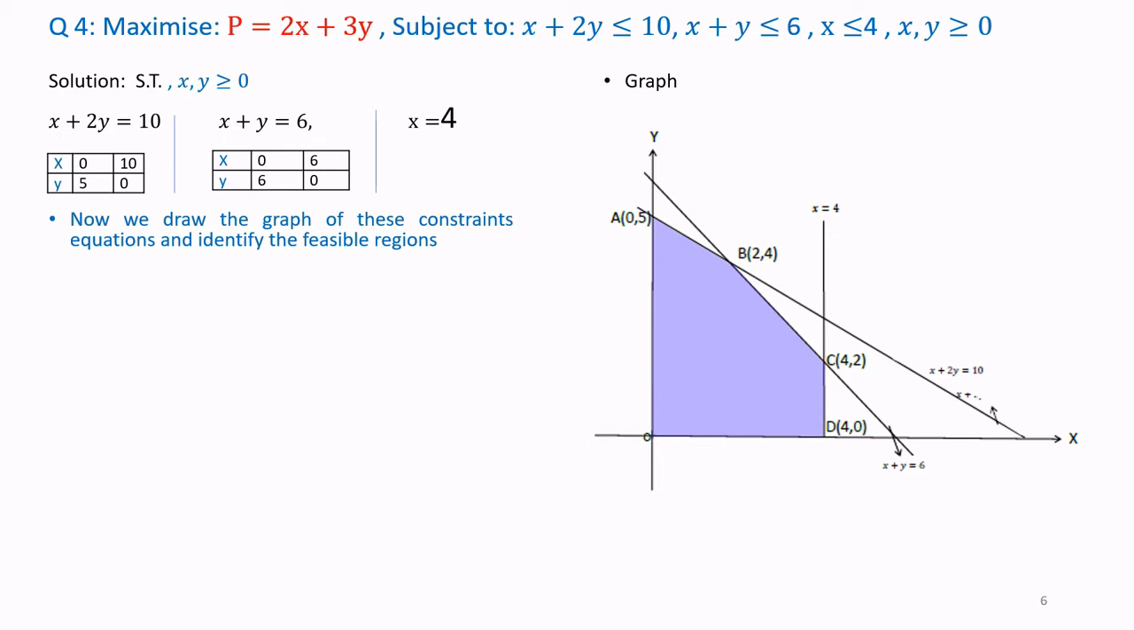The next equation is x plus y is less than or equal to 6. So the region should also be below this. So there are three conditions. One is the region should be below the line x plus 2y equal to 10. So you should not select any region above this line. Now the second constraint is x plus y should be less than or equal to 6, so the region should be below this line. So the region should be below this. Below this is this and this.